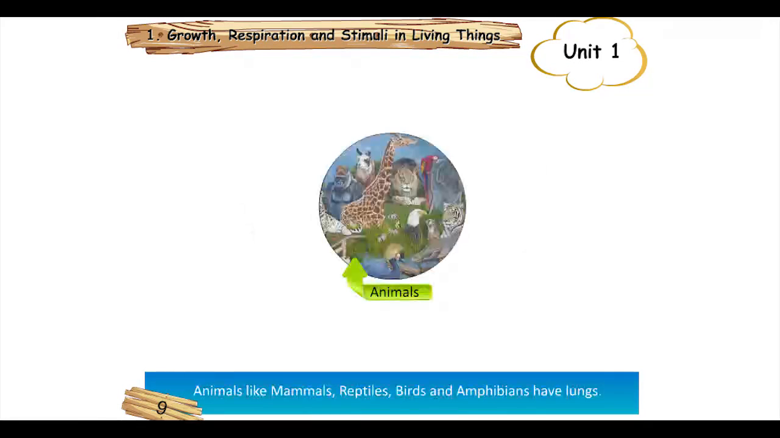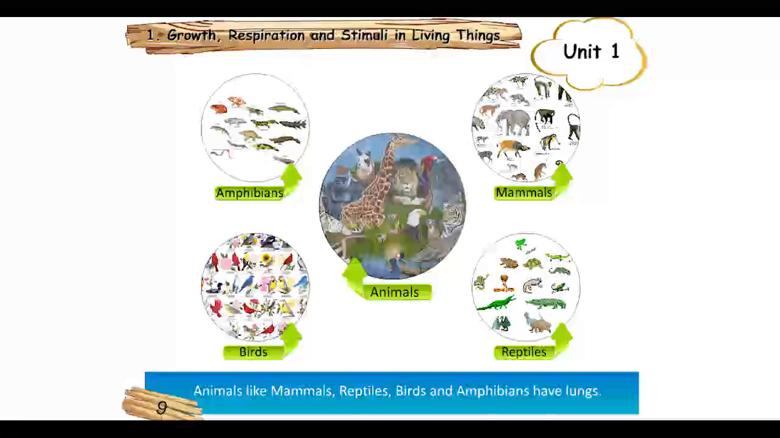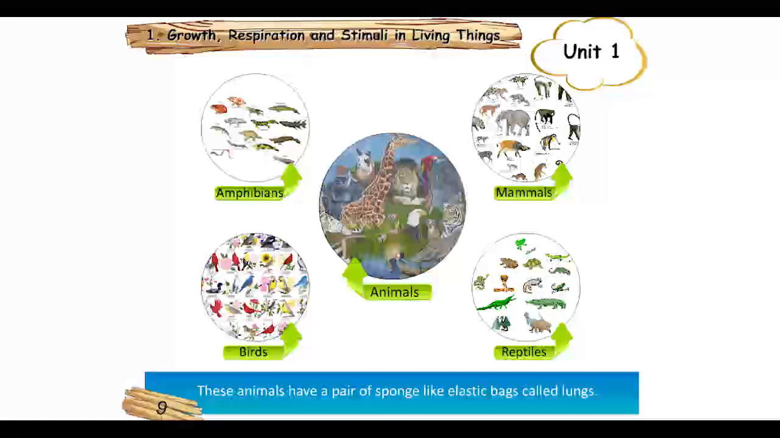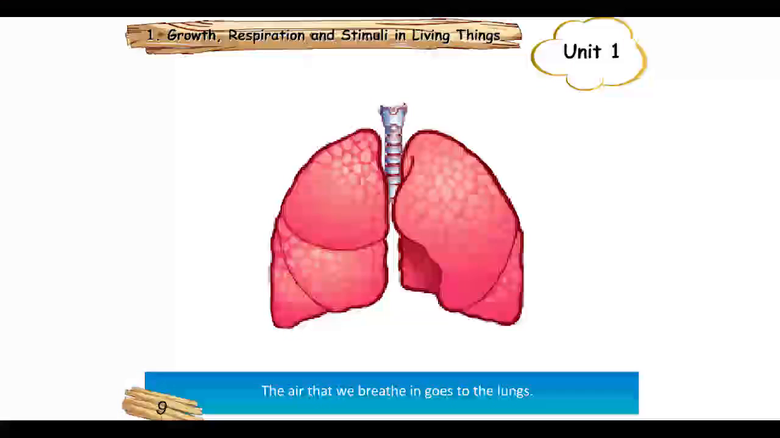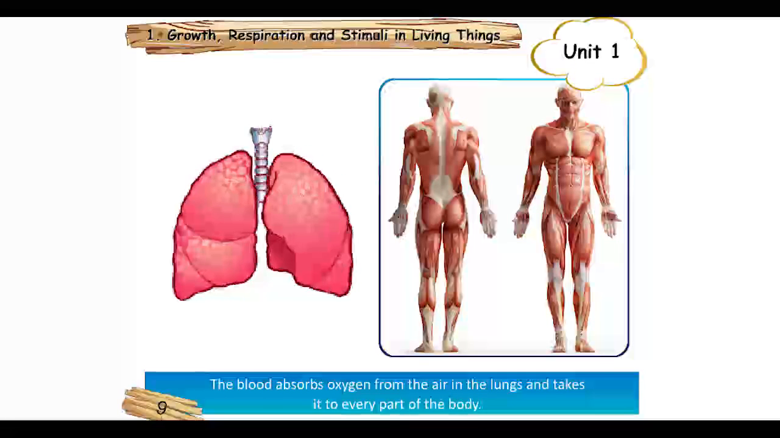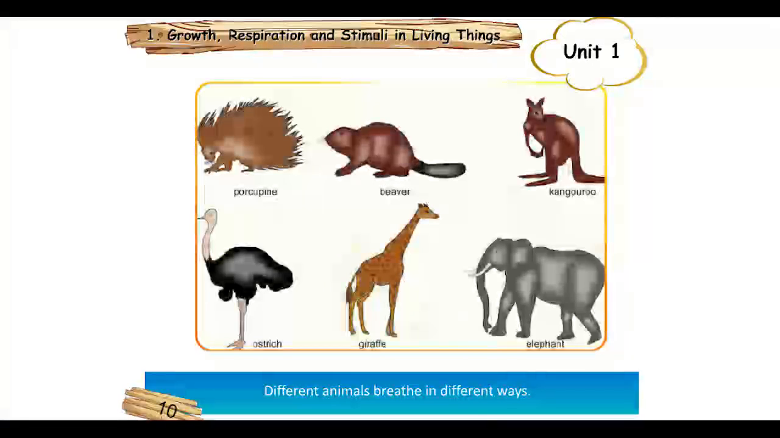Breathing in animals. Animals like mammals, reptiles, birds and amphibians have lungs. These animals have a pair of sponge-like elastic bags called lungs. Human beings also breathe through lungs. The air that we breathe in goes to the lungs. The blood absorbs oxygen from the air in the lungs and takes it to every part of the body. The respiratory system: nose, windpipe, lungs.